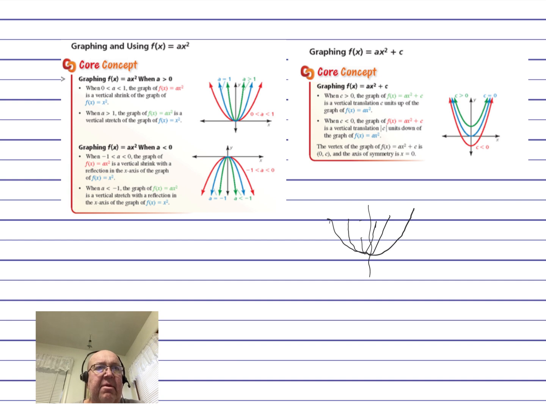The next thing to remember is that if we have a number added to it at the end, it's either going to change it up or down. So a positive one will shift up, negative one will shift down.